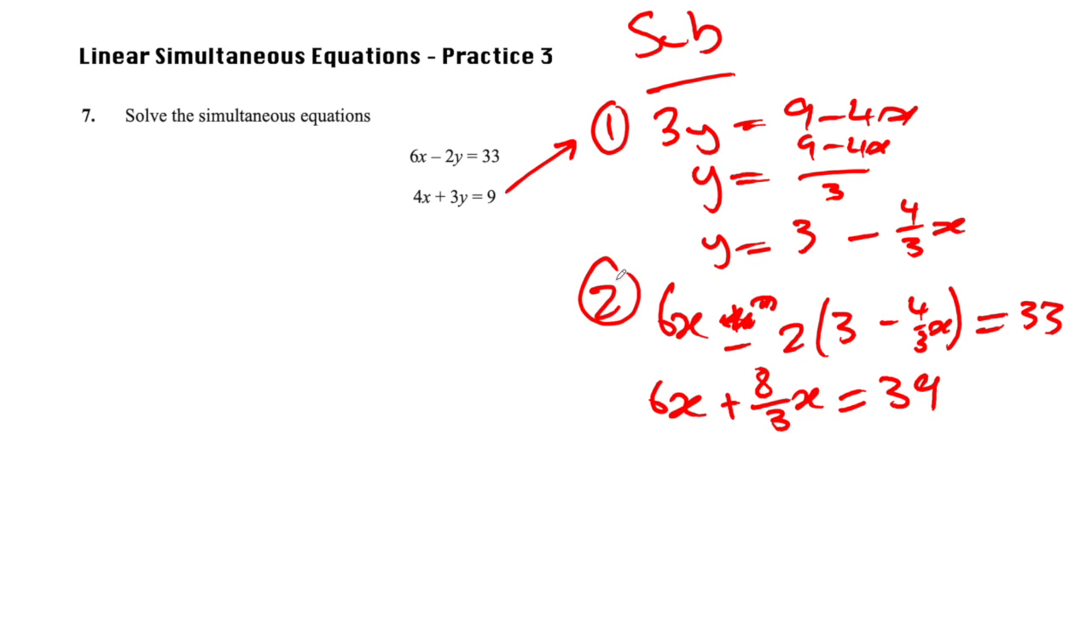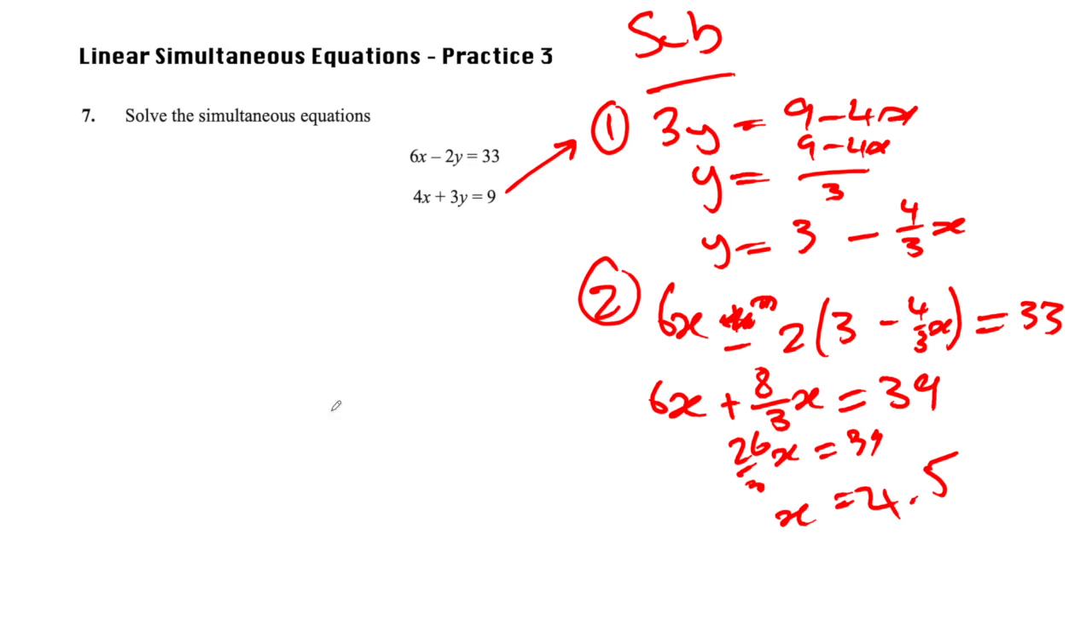So if you do 6 plus 8 over 3, let me just do that on my calculator, that's 26 over 3. So 26 over 3 x equals 39. So x equals 39 divided by that, which is 4.5.